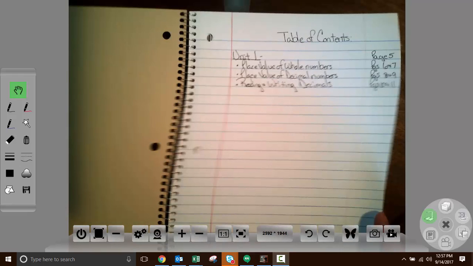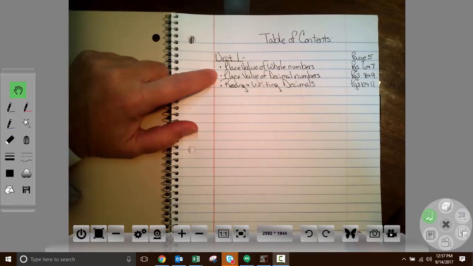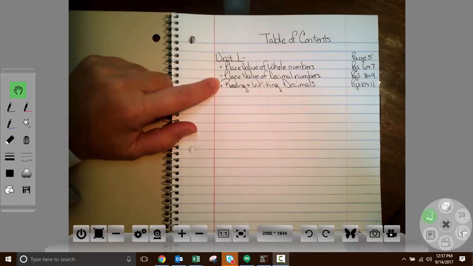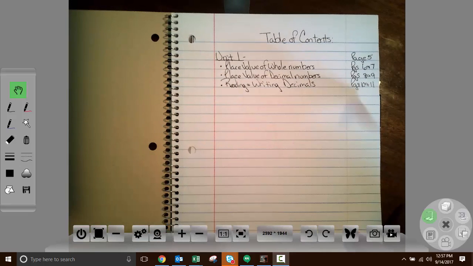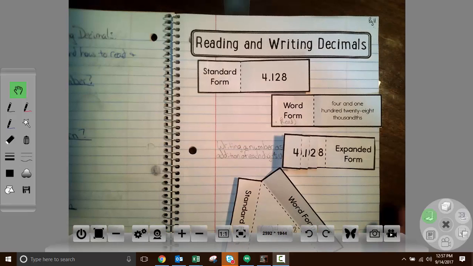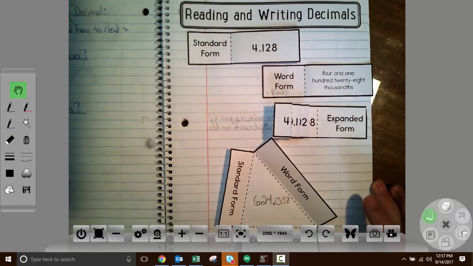If you or your student has not updated their table of contents, please take a minute to look at this and make sure their table of contents shows exactly what you see here. There should be 3 entries. Each entry takes up 2 pages. So we're going to turn to pages 10 and 11. This is where we completed our writing and reading decimal notes.